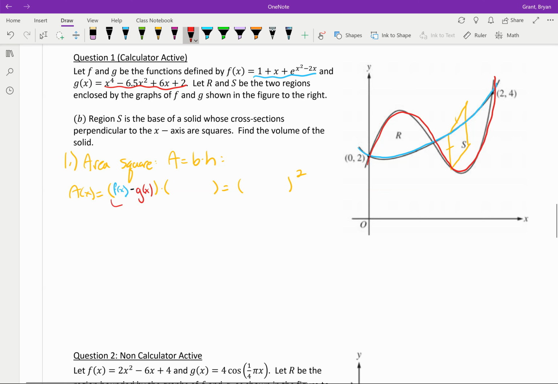So this right here then is the base, but the height that's coming over is the same as the base. So we just have to do it a second time. F of x minus g of x. Or hopefully you guys just skipped to the easier way to write this, which is just f of x minus g of x squared. Okay, that's the hard part. Now we do the easier part.